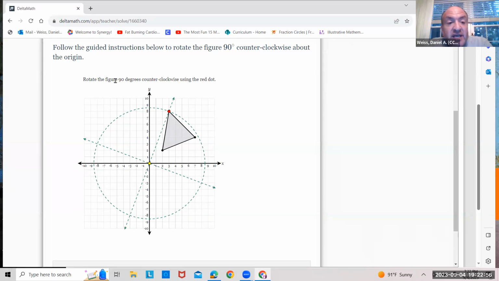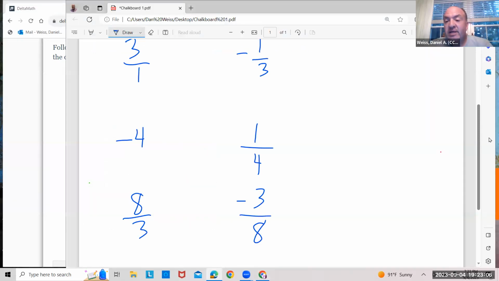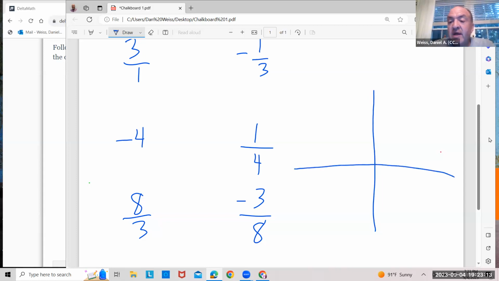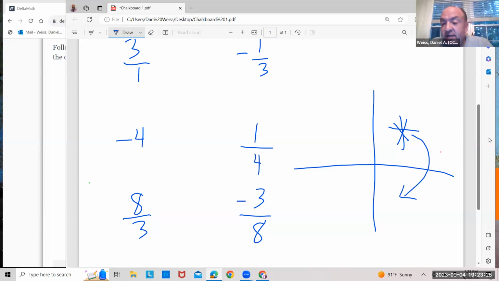Now it says rotate the figure 90 degrees. Let's talk about what 90 degrees means. If you have a graph, you're going to go from one quadrant to the next quadrant. That would be 90 degrees. From one quadrant to the next quadrant will be 90 degrees.